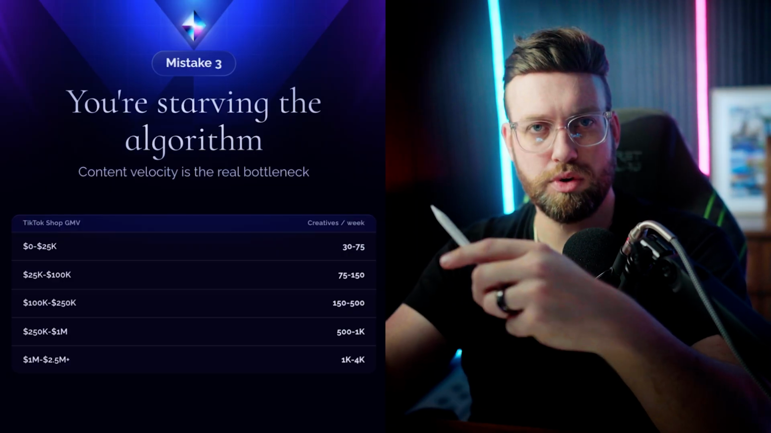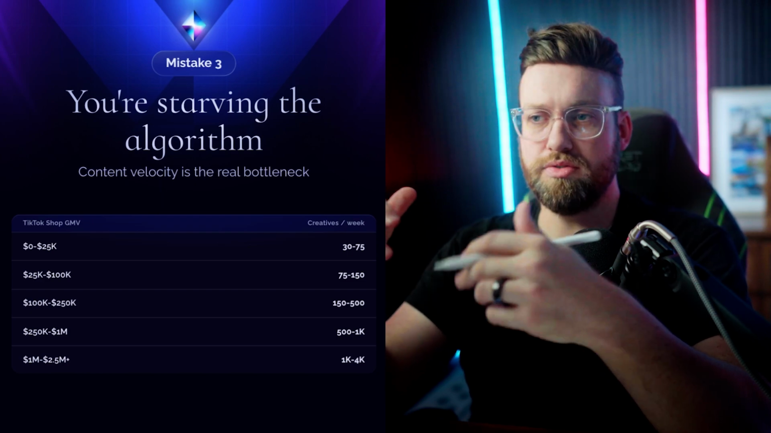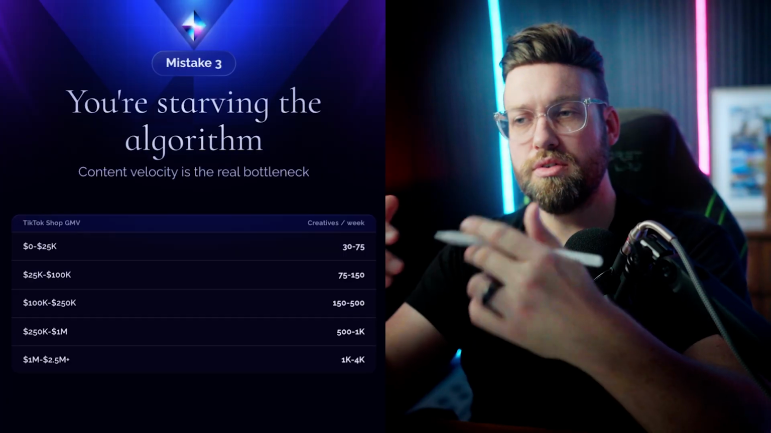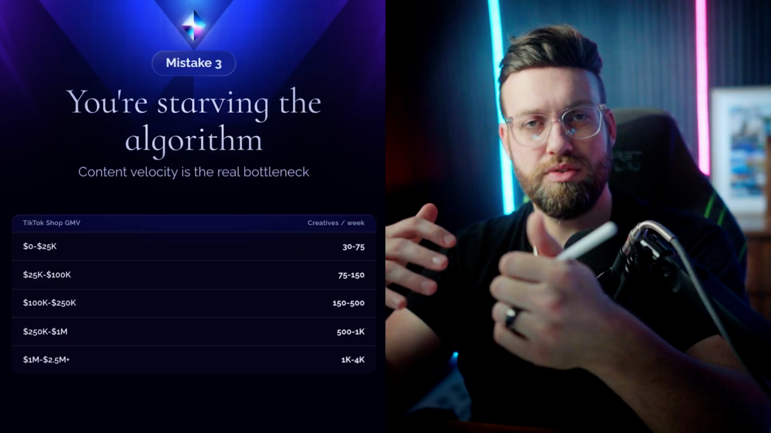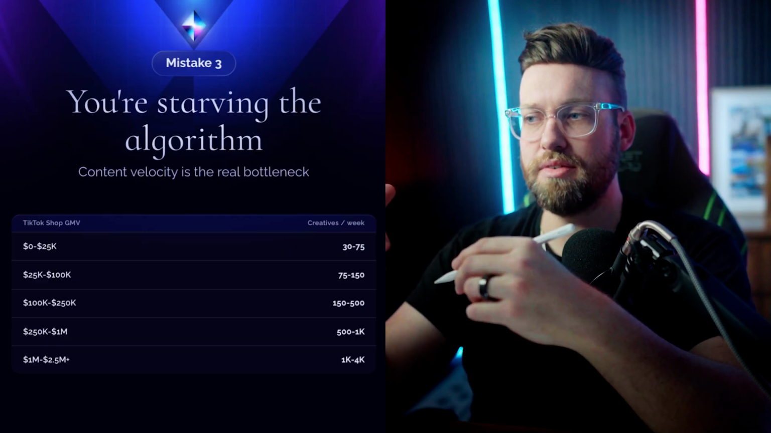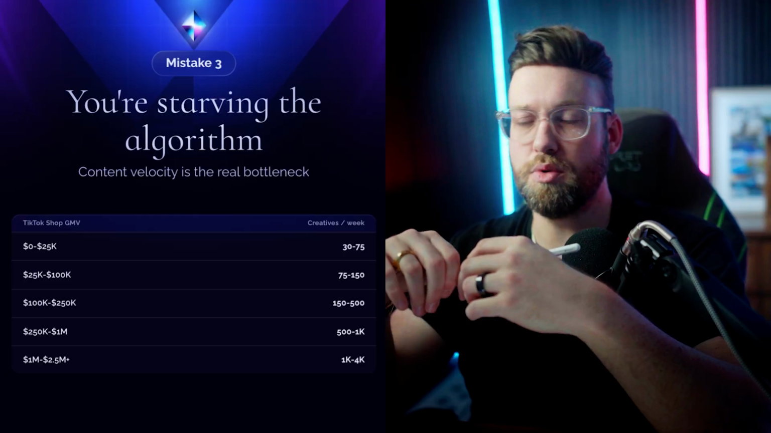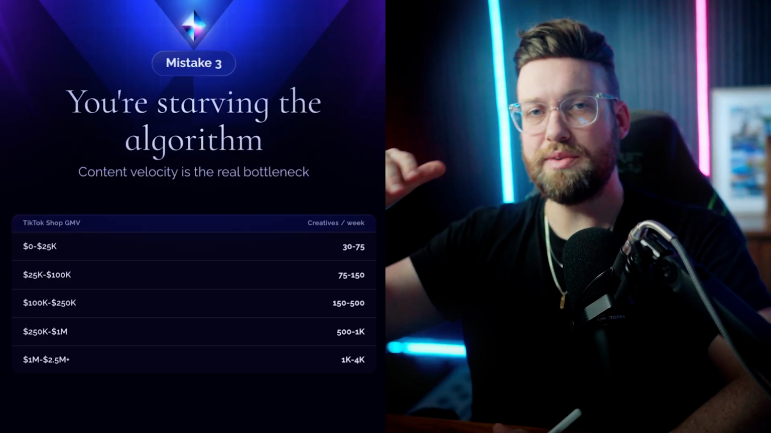If you're between 0 to 25K a month, you should be making about 30 to 75 creators per week. 25K to 100K a month, you want to be at 75 to 150 creators per week. 100K to 250K, you want to be at 150 to 500 creators per week. At 250K to 1 million a month, you want to be at 500 to 1,000 videos a week. And then when you're at 1 million to 2.5 million, you want to be doing 1 to 4,000 videos per week, right? And so there are levels to this.